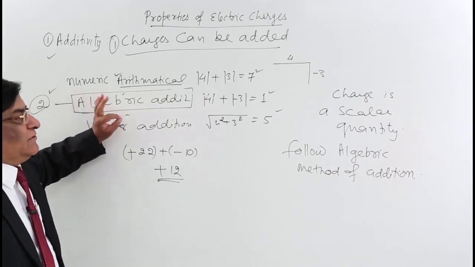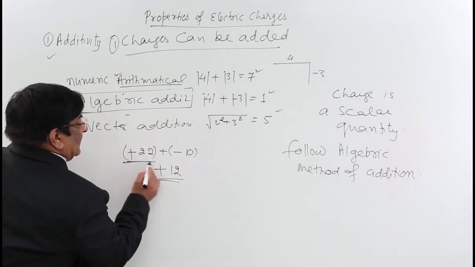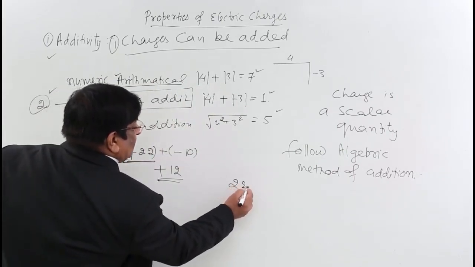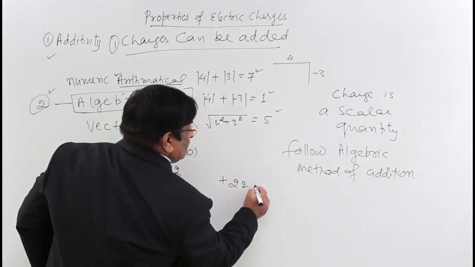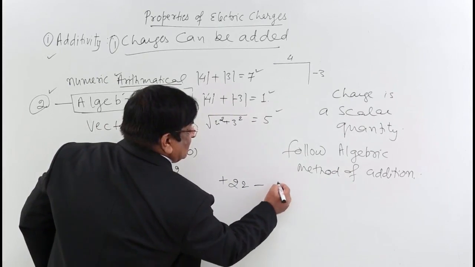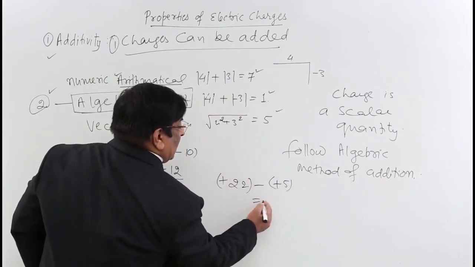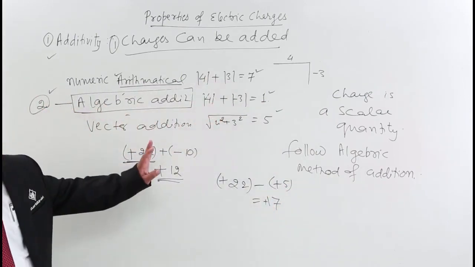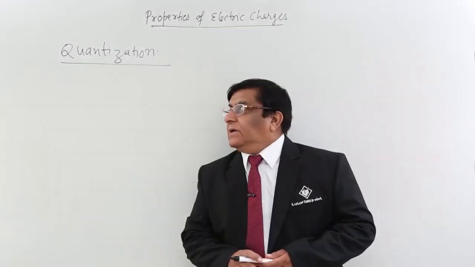Simply according to that, if we are taking a body and removing the charges, if a body has got 22 positive charges and we have taken out 5, so taken out minus 5 charges, simply it will be like algebraic addition. So it's very simple, the charges follow the law of addition.